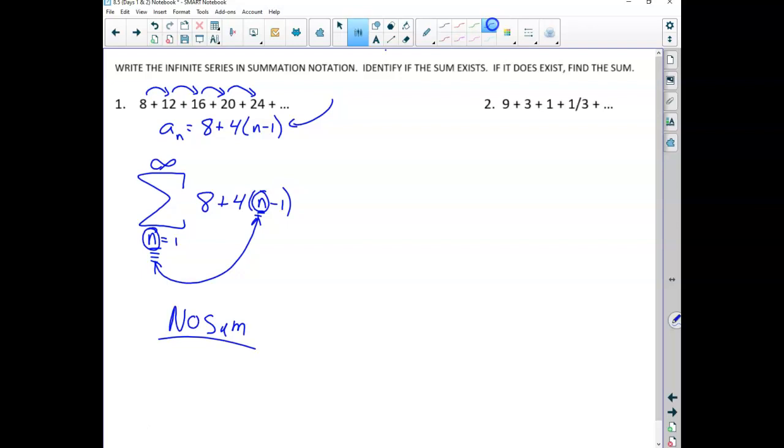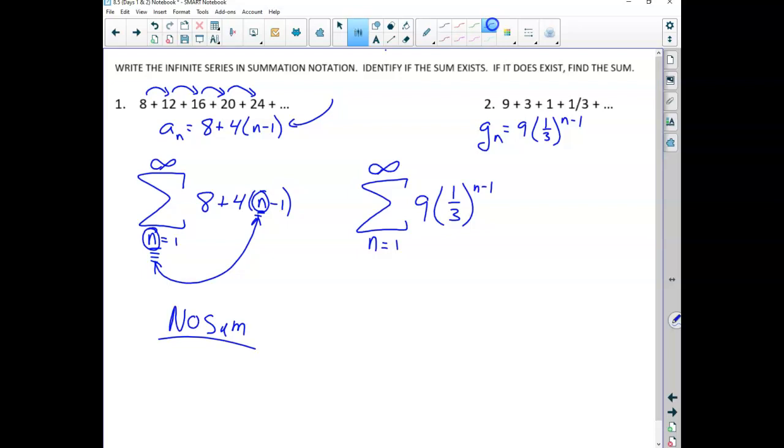Now over here, what do I see? 9 to 3 to 1 to a third. Ooh, looks like I'm multiplying by a third. Everybody's going to tell me I'm dividing, but this is g sub n, my first term times 1/3 raised to the n minus 1, isn't it? Well, I can write that in summation notation. My index is going to start at 1, and it's going to go to infinity, of my first term times 1/3 raised to the n minus 1. Now, what is r? r is a third.